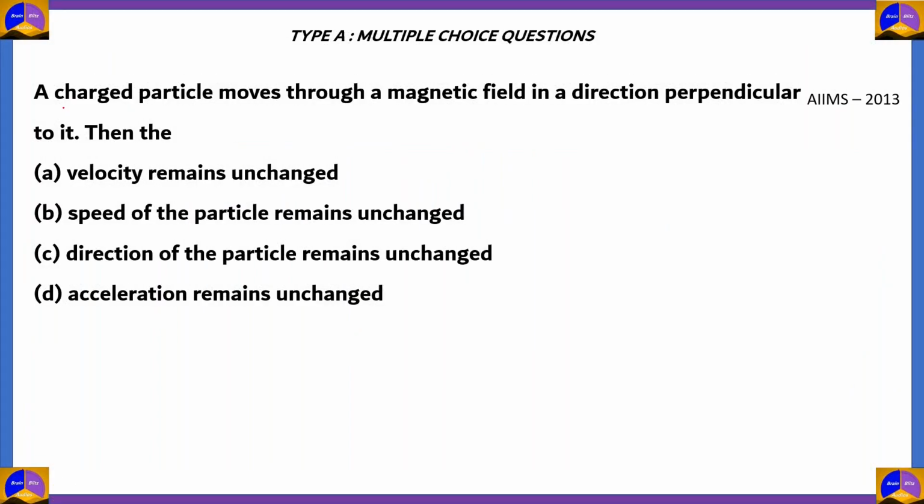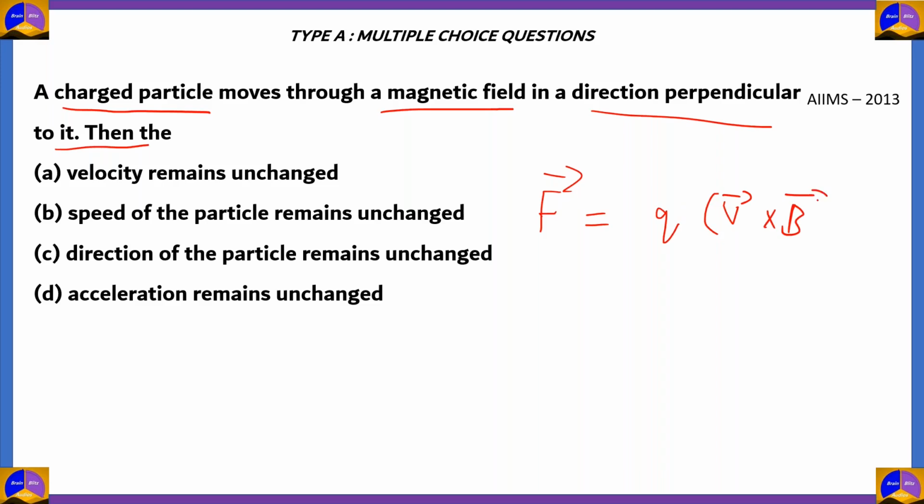Next question. A charged particle moves through a magnetic field in a direction perpendicular to it. Then which of these remains unchanged? Is it velocity? Is it speed? Is it direction? Is it acceleration? So over here, we use the formula for magnetic force. Magnetic force is equal to Q times V bar cross B bar. Here V stands for velocity.